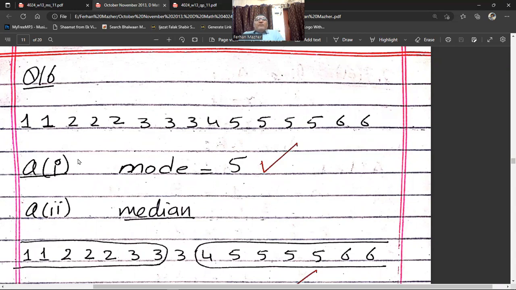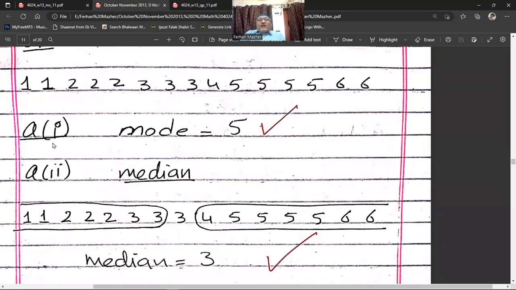Then their question is, what is the median? For the median, this is raw data, so I will arrange the data. I have already arranged it. How many numbers are there in total? 1, 2, 3, 4, 5, 6, 7, 8, 9, 10, 11, 12, 13, 14, 15. So there are 15 numbers, that is odd. So in the center, there will be 1 number. 7 numbers are left on the left side, and 7 numbers are left on the right side. So in the center, we will have only 1 number, and that is the median.